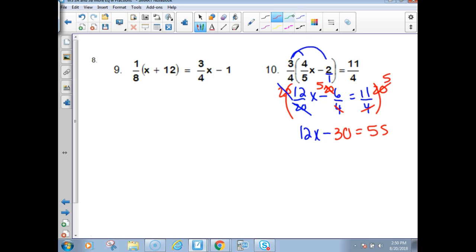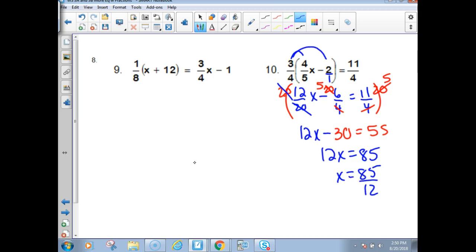I think we did this problem before. I feel like we did in our notes, to be honest with you. Then you would add 30 to both sides and divide by 12, and your answer would be 85/12. Okay, we want to do one more from worksheet 3, side A or B.